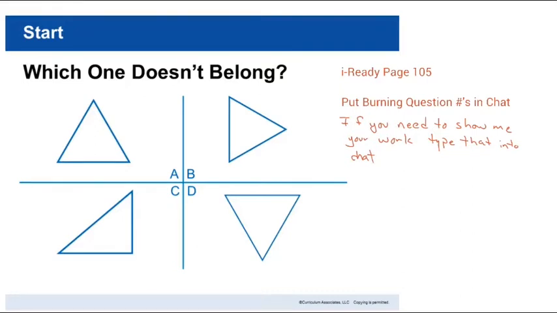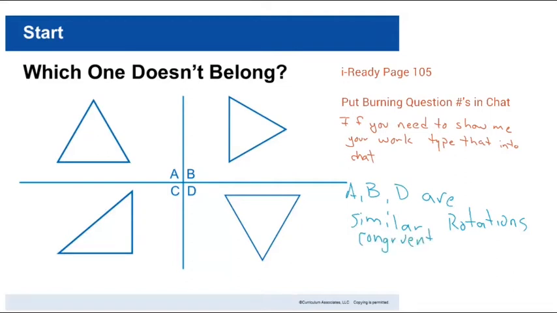Another thing you can say is that A, B, and D are all similar. To me, these are just rotations or reflections of each other. And I'll probably say congruent, because they're just rotations and reflections, same size, same shape. So you can say that, hey, C is not good because it has a right angle and none of the others do.